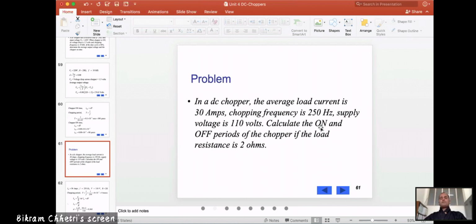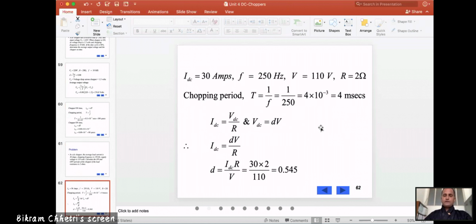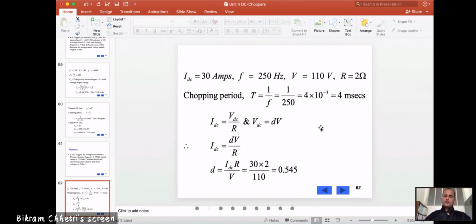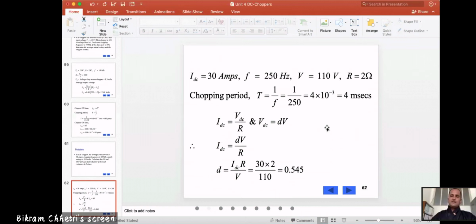So in a DC chopper, the average load current is 30 amperes, the chopping frequency is 250 hertz, and the supply voltage is 110 volt. Calculate the on and off period of the chopper if the load resistance is 2 ohm. R is given as 2 ohm. From here you have to find the on and off period, that is T on and T off. We know that IDC is 30, F is 250, V is 110, R is 2 ohm. So you can find the chopping period, T, is 4 millisecond.